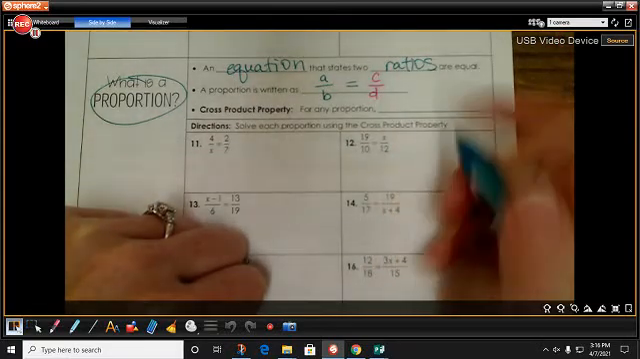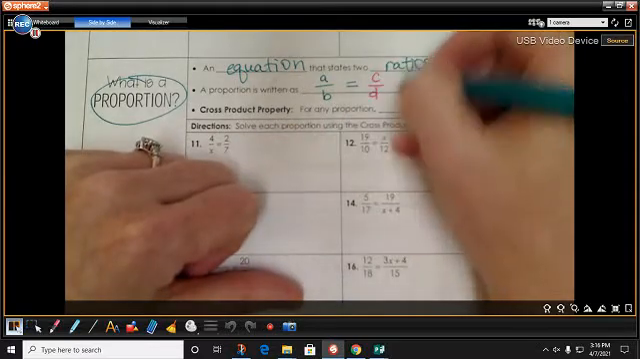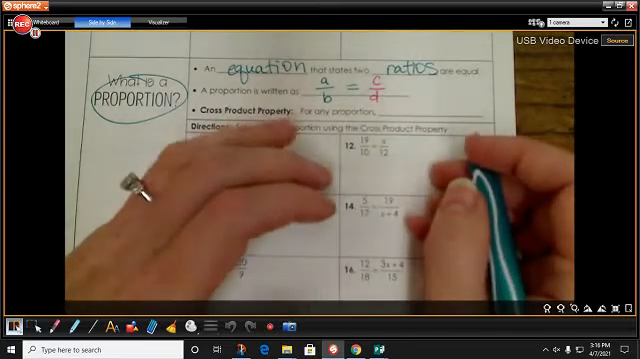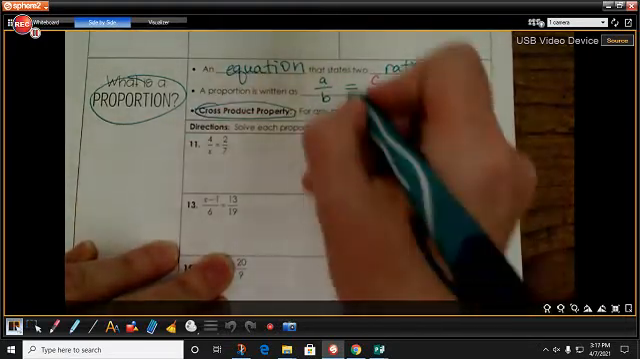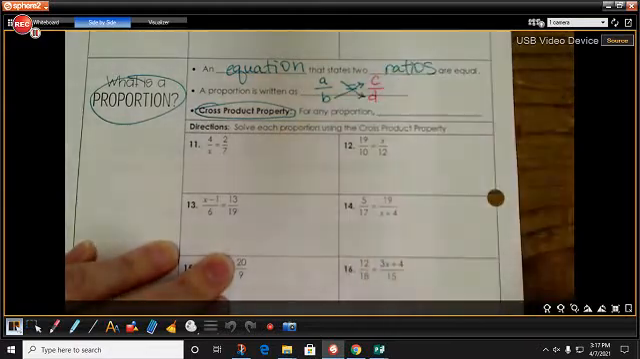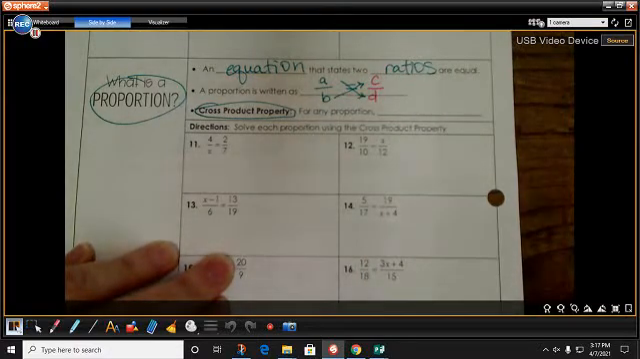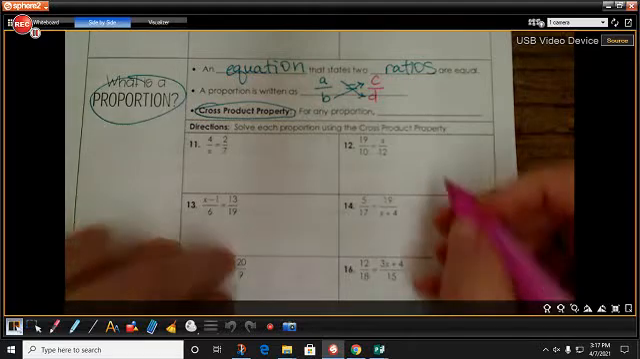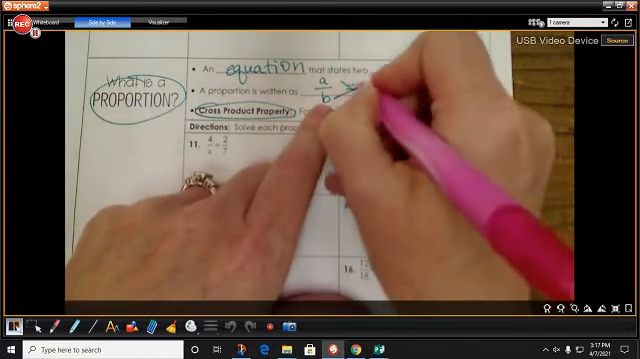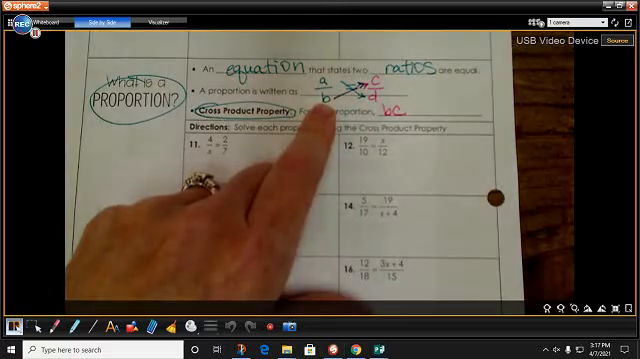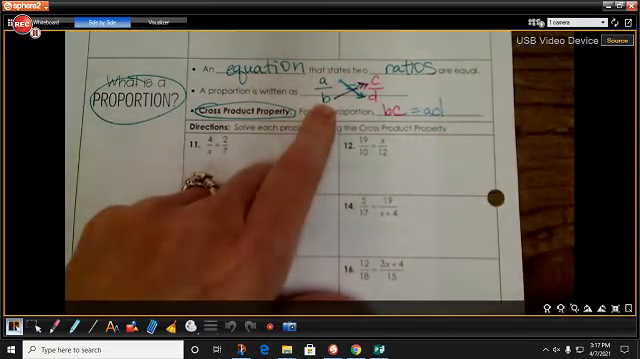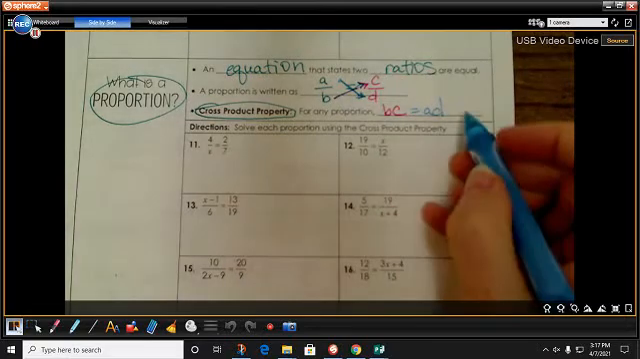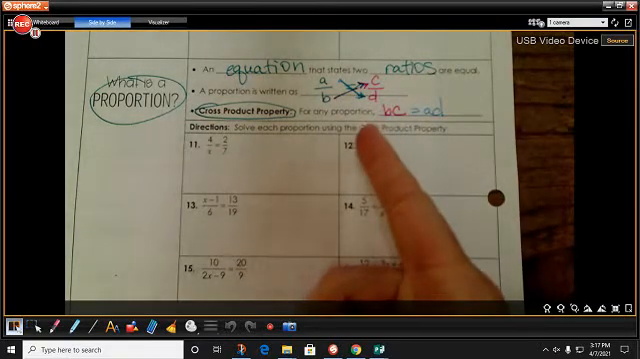Well, algebra tells us I could multiply both sides by D, and I could multiply both sides by B, and I can do all sorts of stuff to simplify this. And in the end, there's something called the cross product property, which basically says if you multiply the numbers diagonally, the products you get from doing that will be equal. So if I do the B times the C, it is supposed to end up equaling the A times the D. And yes, you can prove that algebraically, but for now, you're going to trust me on that because you should have already learned doing this before.